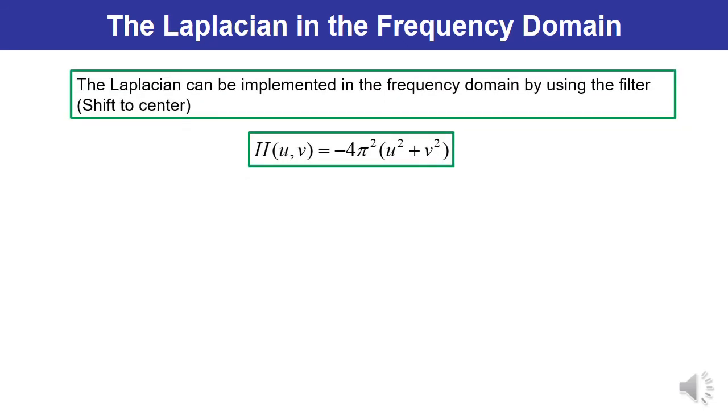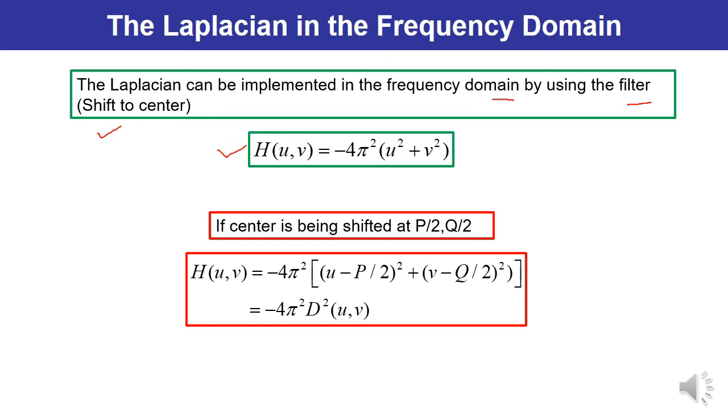Laplacian can be implemented in the frequency domain by using the filter, means shifting to the center. See how it is being represented mathematically. H(u,v) is what? Minus 4 pi squared (u squared plus v squared). If the center is being shifted to P by 2, Q by 2, then it can be written in the form of minus 4 pi squared ((u minus P by 2) squared plus (v minus Q by 2) squared). So finally it can be written as minus 4 pi squared D squared(u,v).